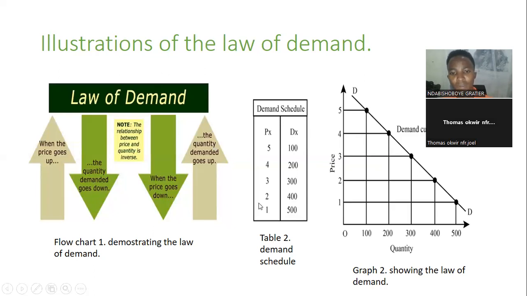As you can see, table 2 is the demand schedule. When the price was at 1, the quantity demanded was 500. But as the price increased to 2, the quantity demanded had to reduce to 400. As the price continued increasing, the quantity demanded reduced, and this can be plotted on the graph to show the demand curve. The law of demand and the demand curve are not different, okay?